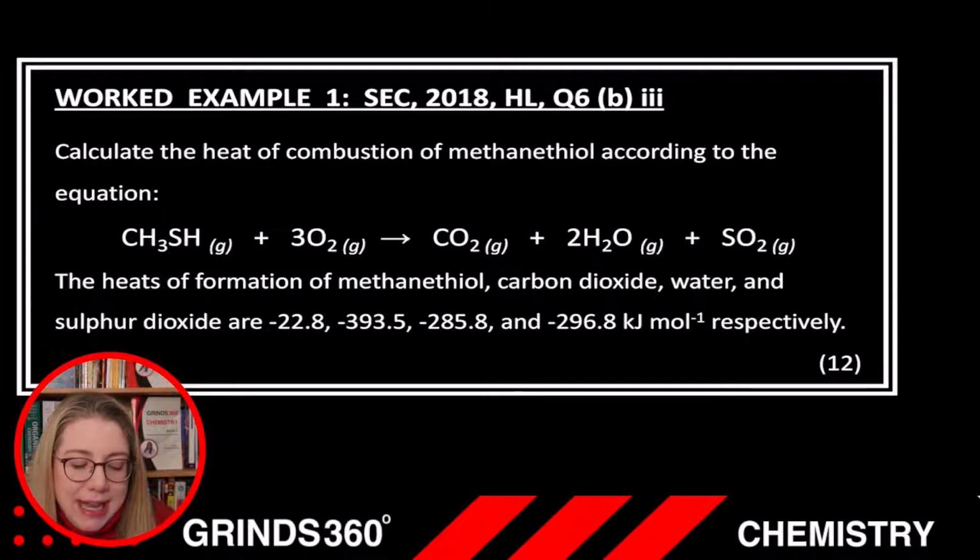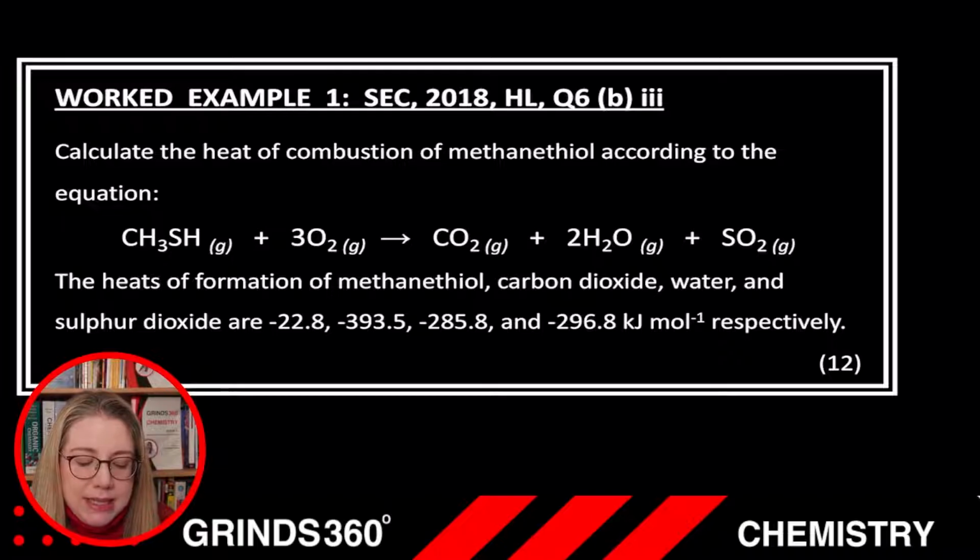Right, so this question: calculate the heat of combustion of methane thiol according to that equation. Now, it's worth noting you're never going to be asked to write a balanced equation like that because it contains a thiol and you've produced sulfur dioxide on the right-hand side. You don't have to be able to write combustion equations like that. The heats of formation of methane thiol, carbon dioxide, water, and sulfur dioxide are those 4 numbers respectively.